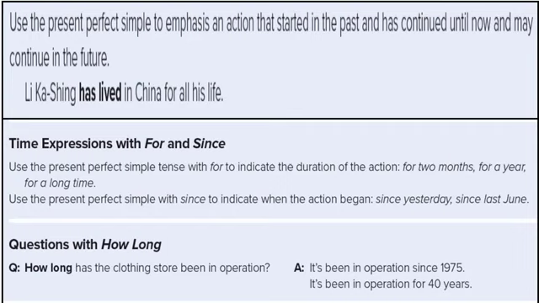And we have a famous question word here we use with the present perfect, and it's how long, to ask about the duration of an action. Question: how long has the clothing store been in operation? Answer: we can answer in two ways. One using since, the other one with for. It has been in operation since 1975. It's been in operation for 40 years.